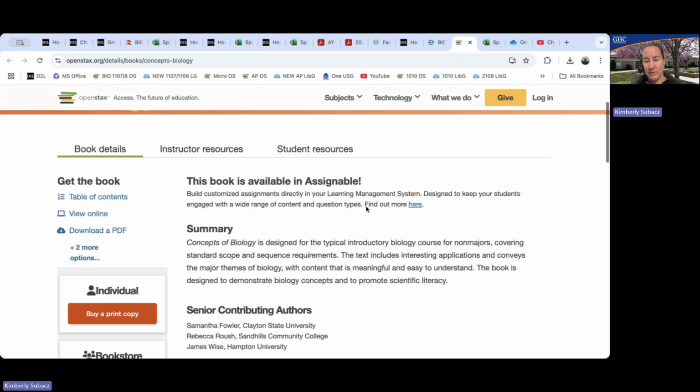A great thing about having open source resources is that they're available on day one of class. You don't have to wait for financial aid and then get your money and then order a textbook and wait for it to come in. I love these. So they are available on day one.